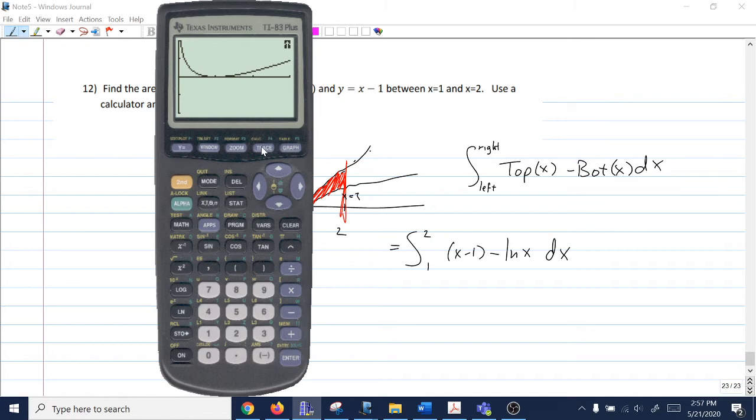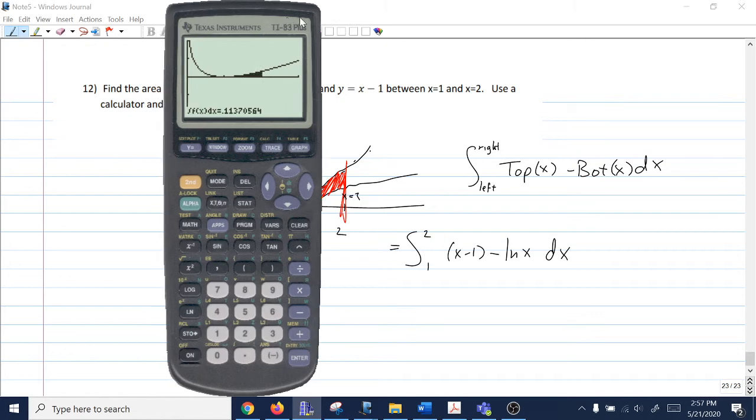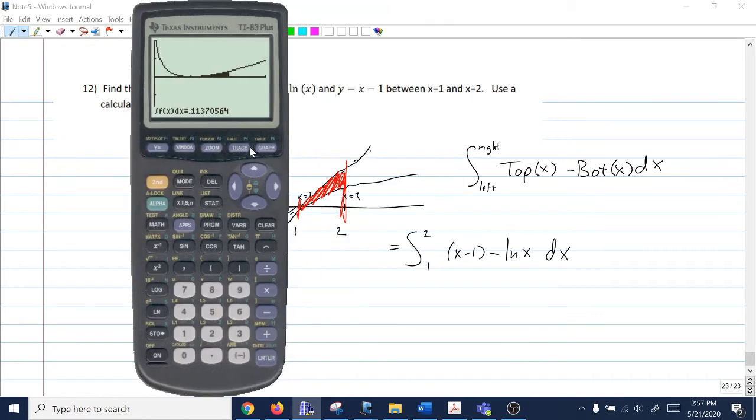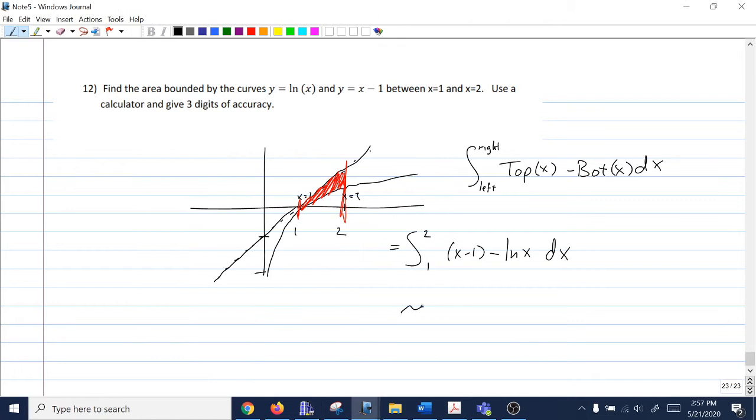And now second trace is calculate, 7 is the integral from 1 to 2. I want 3 digits of accuracy, so that's 0.113. I guess that rounds up to 0.114. That's what we're doing. That's what's on the exam.